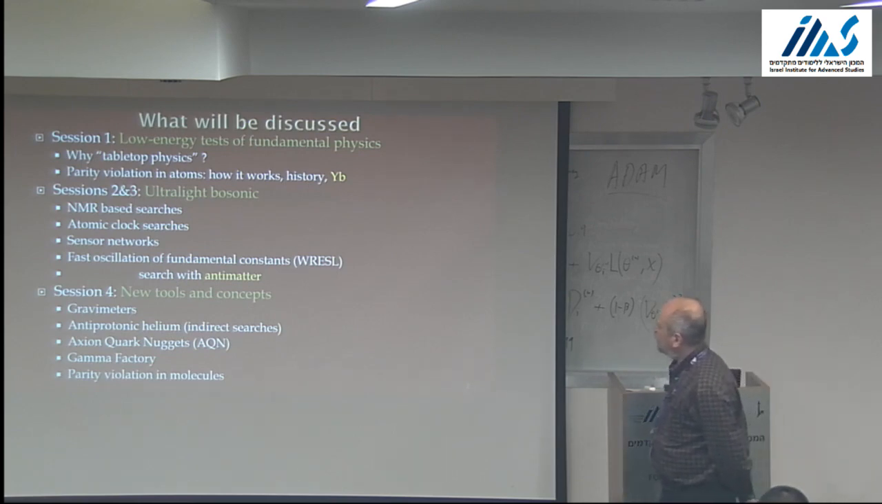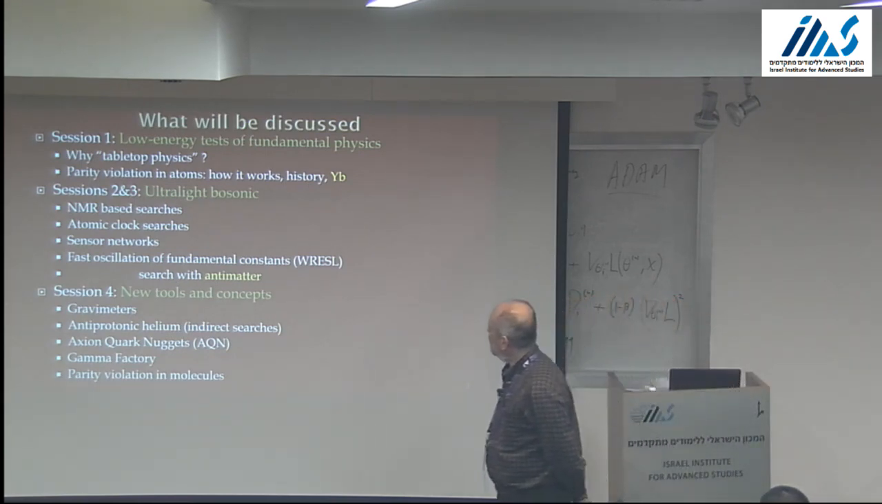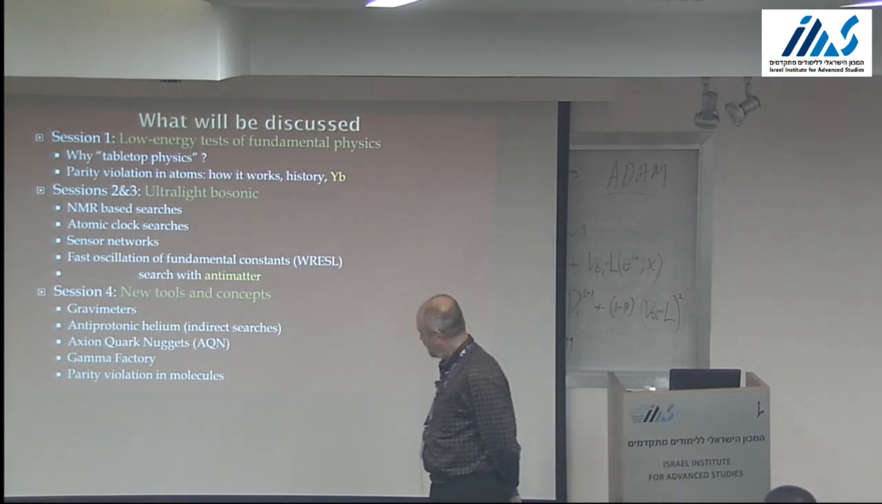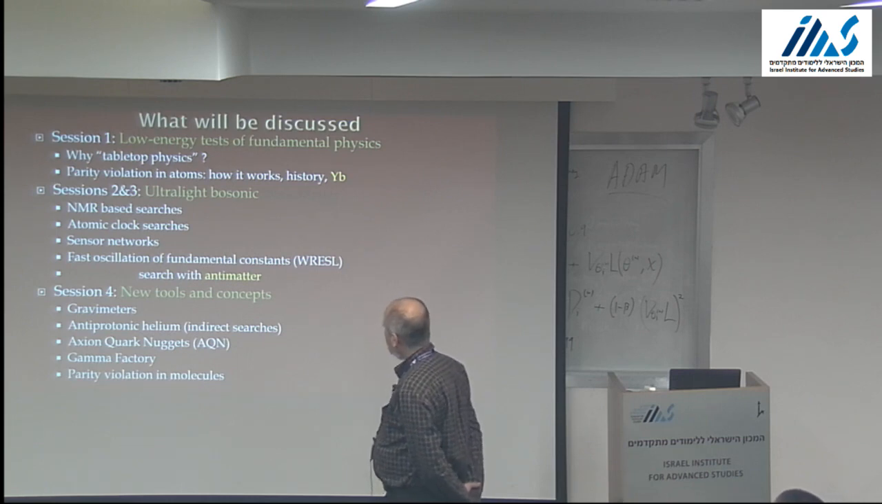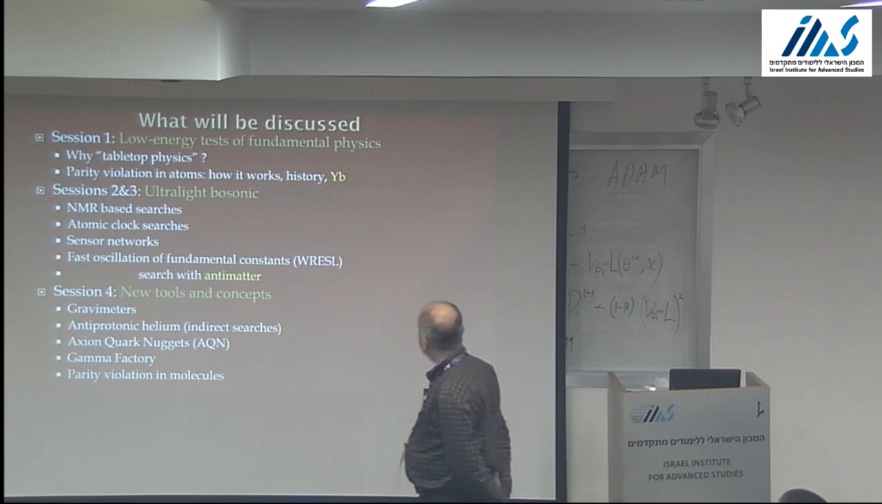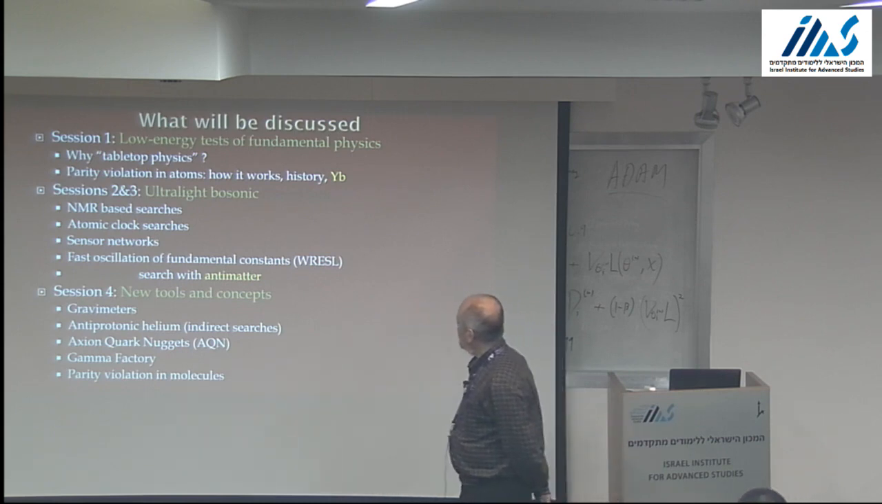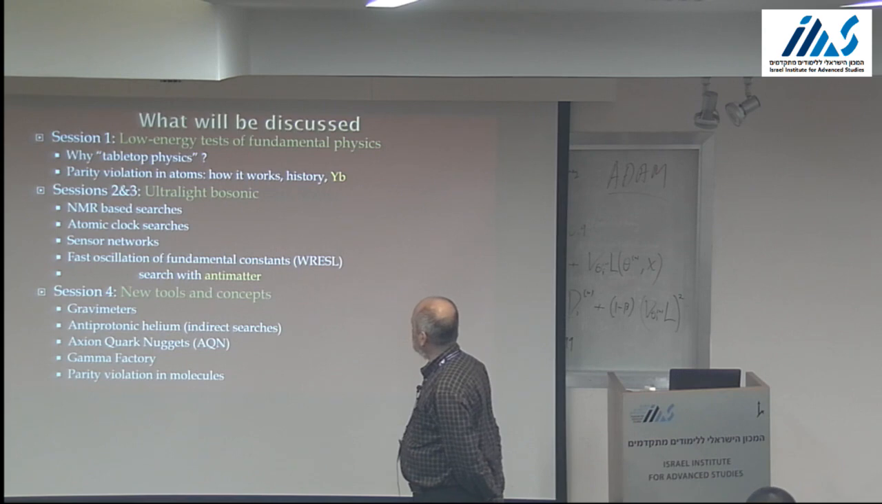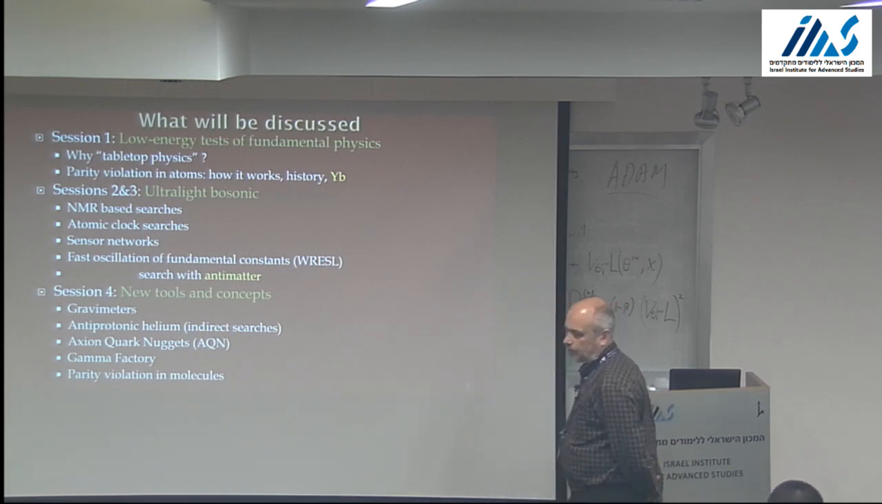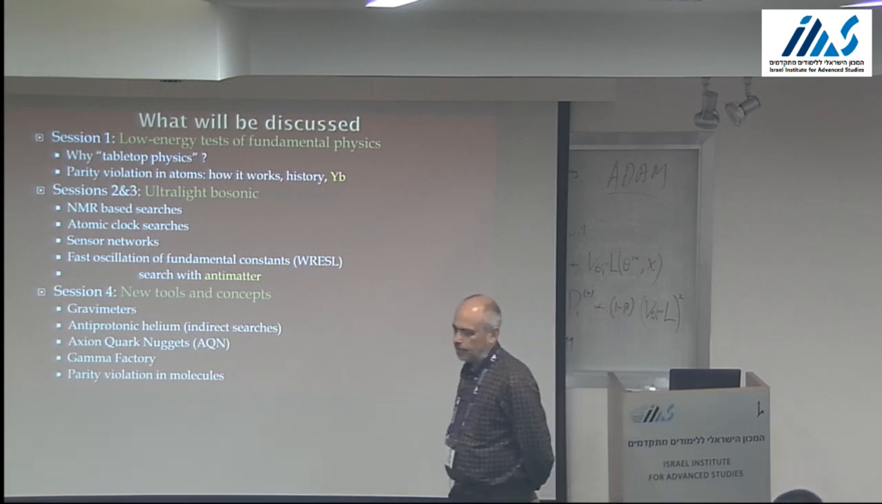Then in sessions 2 and 3, and by the way, this is tentative, I fully expect this to change. But the current plan is that in sessions 2 and 3, we will talk about ultralight bosonic dark matter. This is dark matter, smartly colored correspondingly with dark colors. And we will discuss nuclear magnetic resonance-based searches, atomic clock-based searches, some specifics of looking for dark matter with sensor networks.